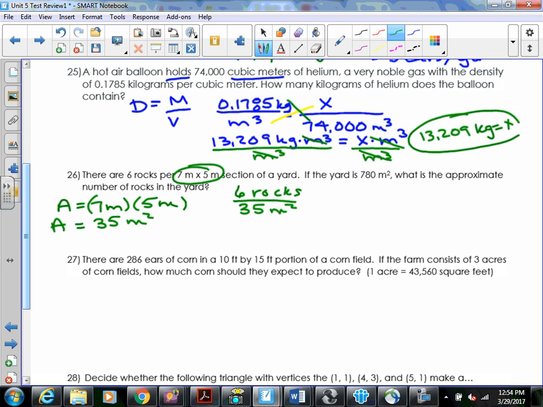And then they're saying that the yard is 780 square meters. So that means I need to set up a proportion, right? So if I want to get rid of, put it off the top.